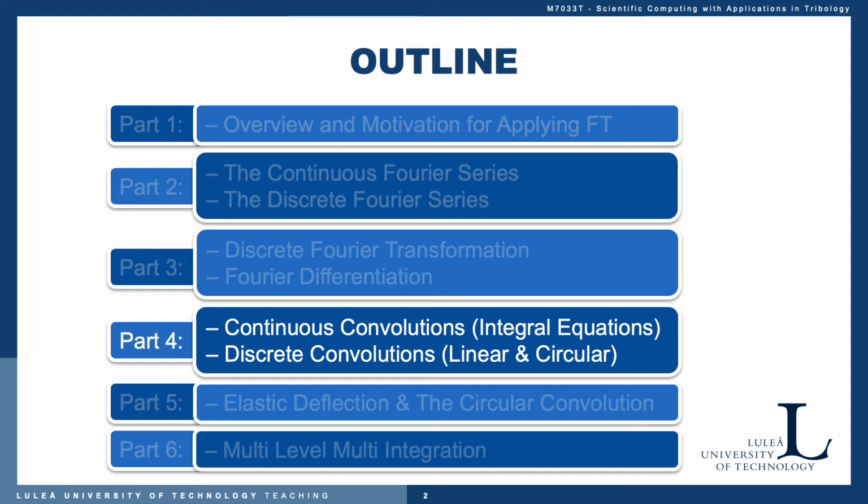Then we move on to the discrete convolution, and here we start with the linear one and then move on to the circular, which will be of much more interest in contact mechanics, as we can represent the elastic deflection by means of a circular convolution, and a circular convolution allows for subsequent fast Fourier transformation techniques to accelerate the computation of it.